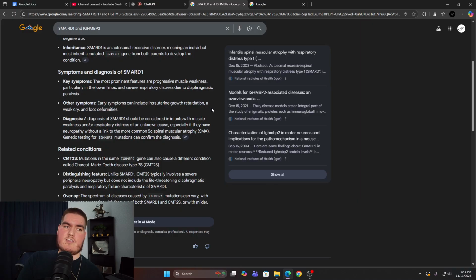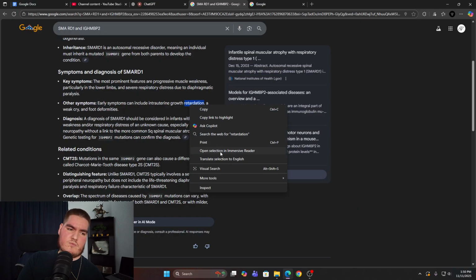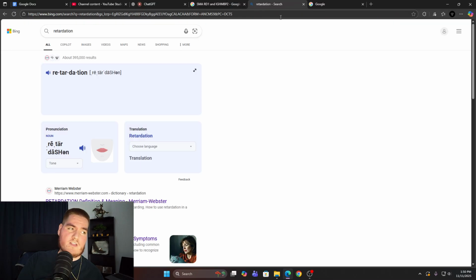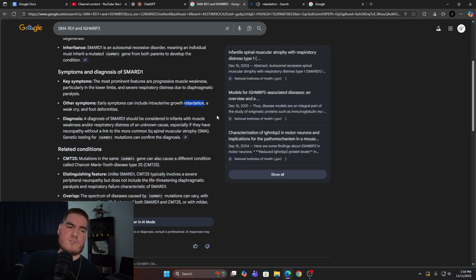Early symptoms can include intrauterine growth. I'm going to look up this word because I don't want to pronounce it wrong. I feel like it's retardation. That word is definitely a bit tricky. Wait, ChatGPT, hang on, don't say anything. Retardation. Okay, that's what I thought, but I wasn't quite sure. So other symptoms. Early symptoms can include intrauterine growth retardation, a weak cry, and foot deformities.